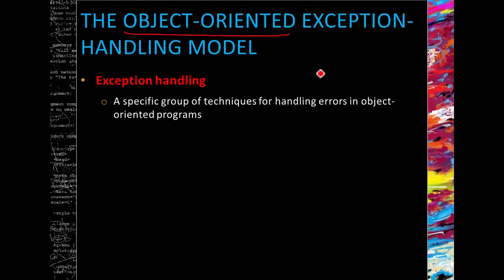Object-oriented exception handling model: a specific group of techniques for handling errors in object-oriented programs. We're going to discuss every single one of them. We've got exceptions. Exception is the generic name used for errors in object-oriented programming languages, because errors are not usual occurrences, they are exceptions to the rule. All right, I'm sure you've come across a lot of exceptions in Java.